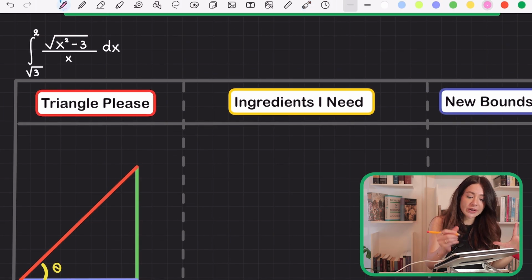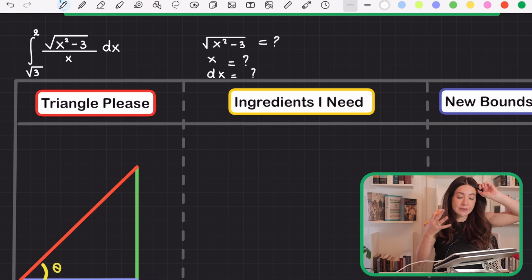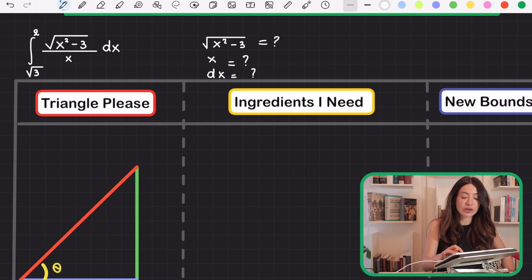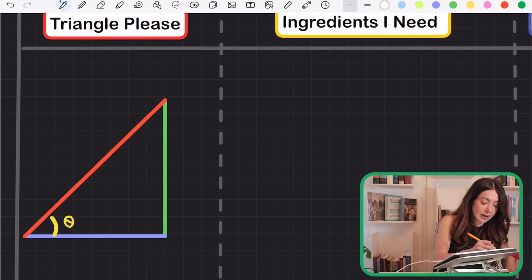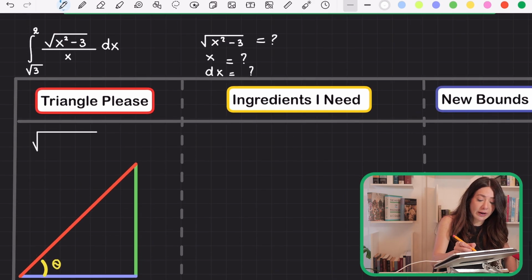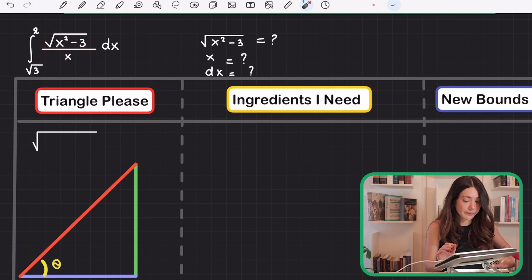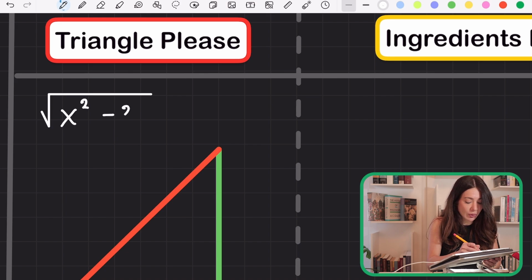Okay, so what do I need to translate? Well, I need to translate everything that is in terms of x. That expression, I'm curious to know what that is in terms of theta, what x is in terms of theta, and dx in terms of theta. So that's my task list, okay? When I say ingredients, those are the ingredients that I need. So first, let's label the triangle. For the purposes of labeling the triangle, you can just look at this part of the integral. You do not need the entire integral, and that's helpful. So we're just looking at this portion of it, okay?